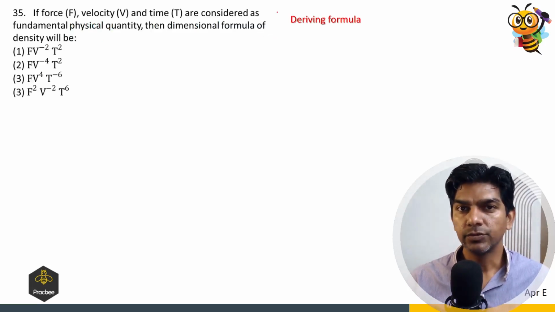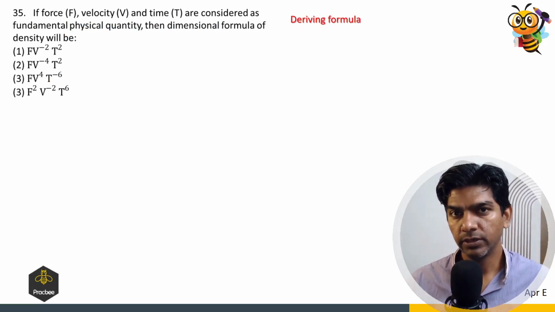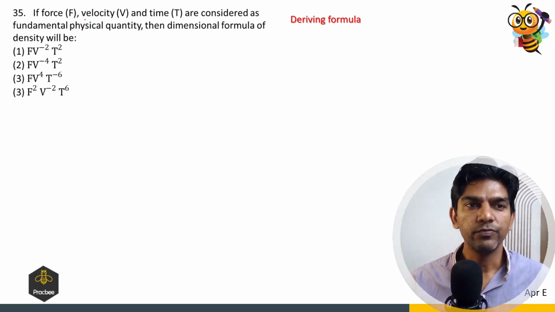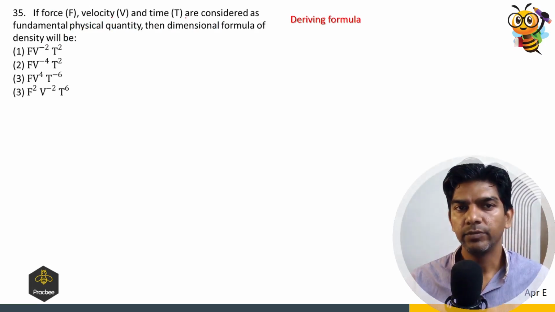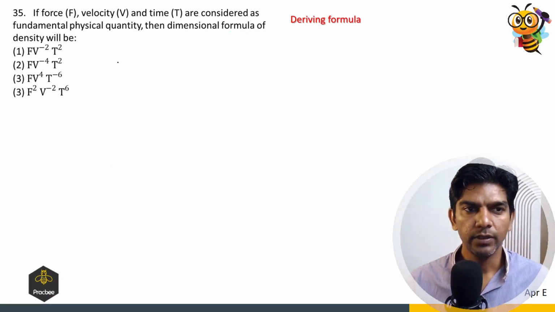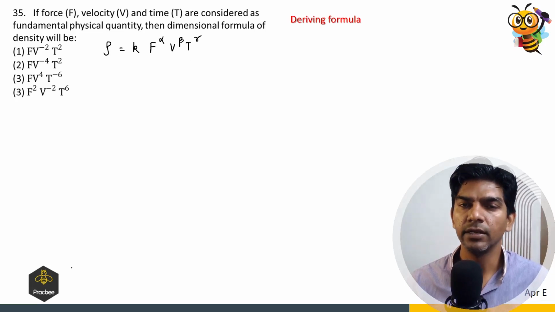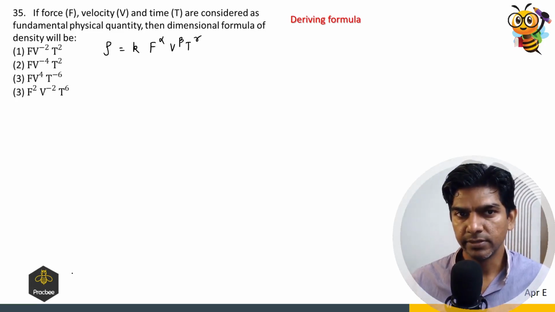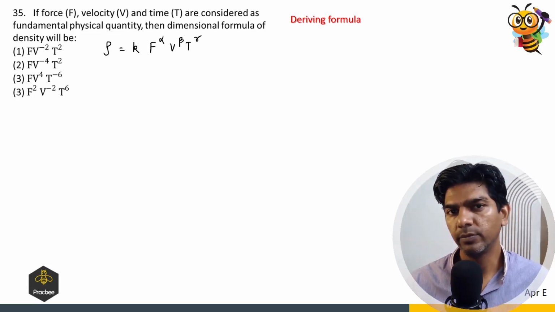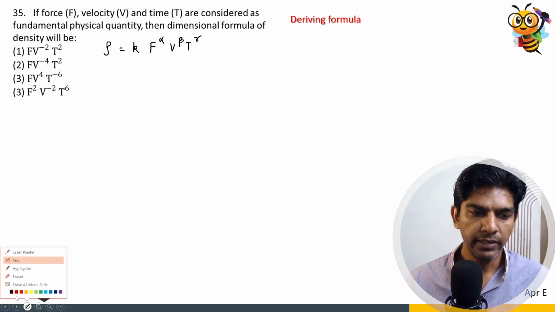Right, so now let's see the next problem type where we have to derive a formula by using dimensional analysis. If force F, velocity V and time T are considered as fundamental physical quantities, then the dimensional formula of density will be? So here we can write density as some constant times F raised to power alpha, V raised to power beta, T raised to power gamma, right? And then we're going to use dimensional analysis. The dimension of the left hand side should be the same as the dimension of the right hand side.